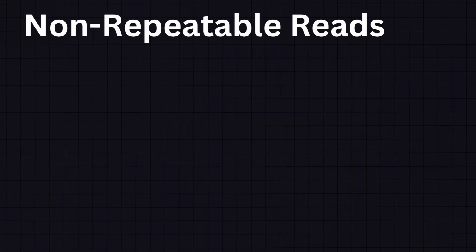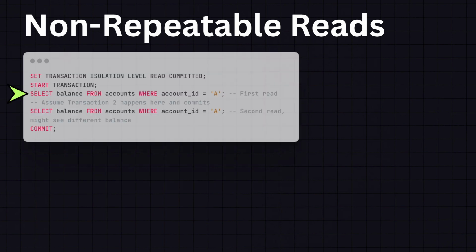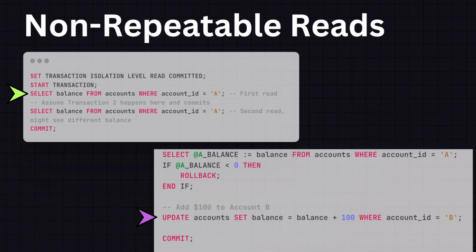Next one is non-repeatable reads. This happens when a row is retrieved twice and the values within the row differ between reads. Essentially, another transaction modifies the row between the two reads. For example, transaction 1 starts and reads the balance of account A, and then transaction 2 transfers $100 from account A to B and commits. And then the first transaction reads the balance of account A again and sees different balance than before.